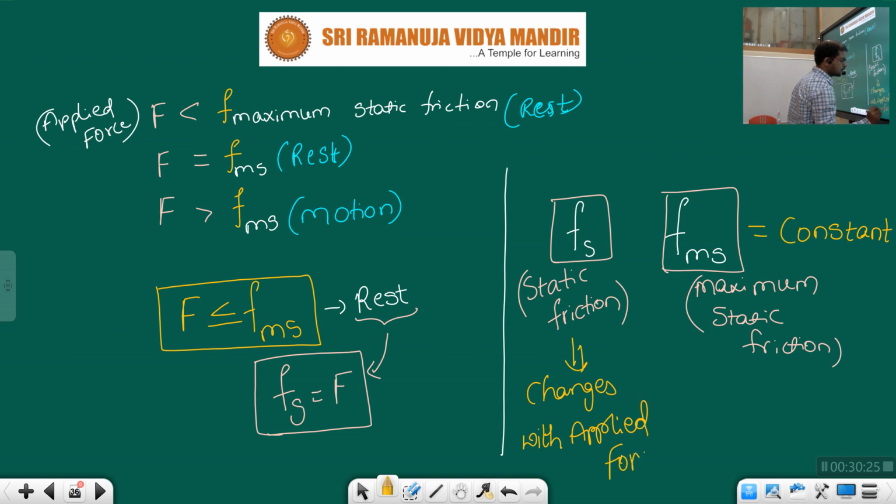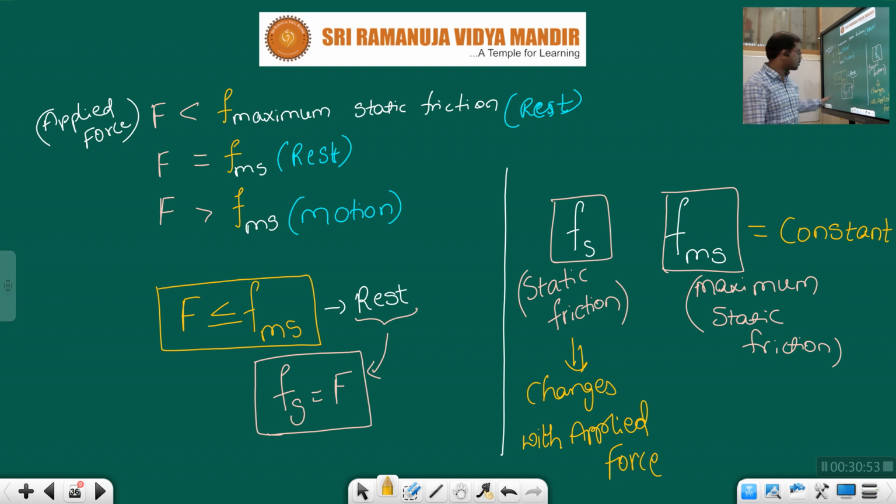When the applied force changes, children, static friction also changes. When applied force is 0, static friction 0. When applied force is 5, static friction 5. When applied force 10, static friction 10. When applied force 20, static friction 20. Means when we are changing applied force, static friction also changes. That is Fs. But which one is constant? FMS. The limit is constant.